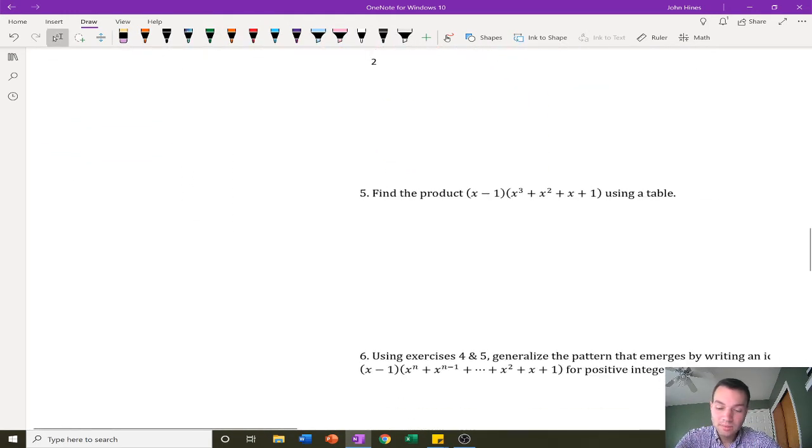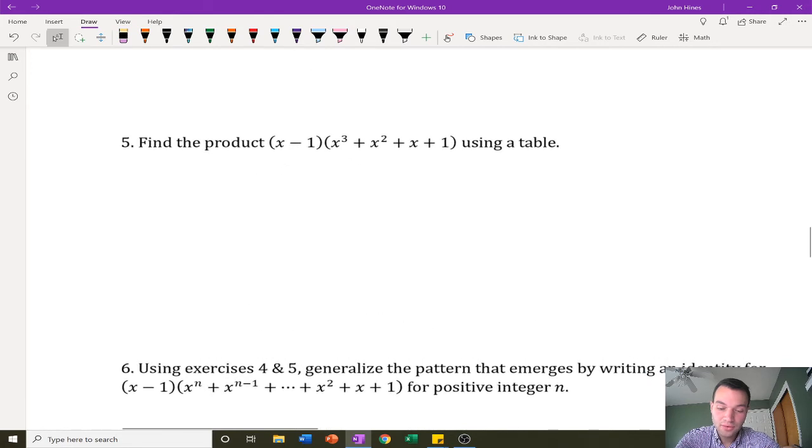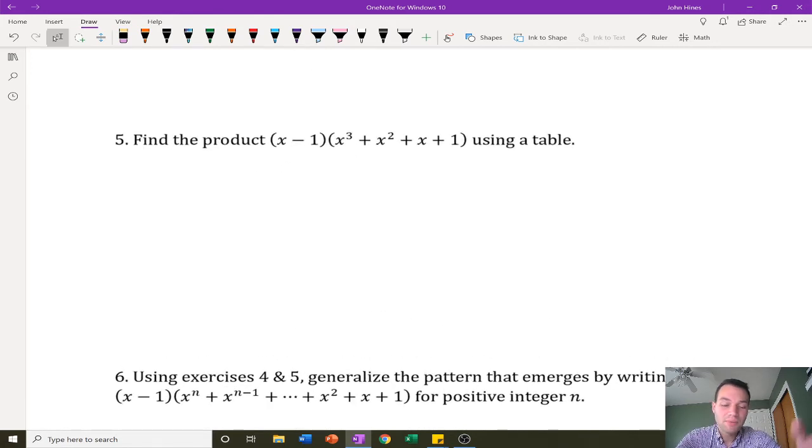Hopefully this is all coming back to you right now of how we multiply polynomials, because we did do this in 9th grade. Pause the video. See if you can try this one on your own. Find the product of x minus 1 times x to the third plus x squared plus x plus 1 using the table. Pause the video and we'll come back and try it.